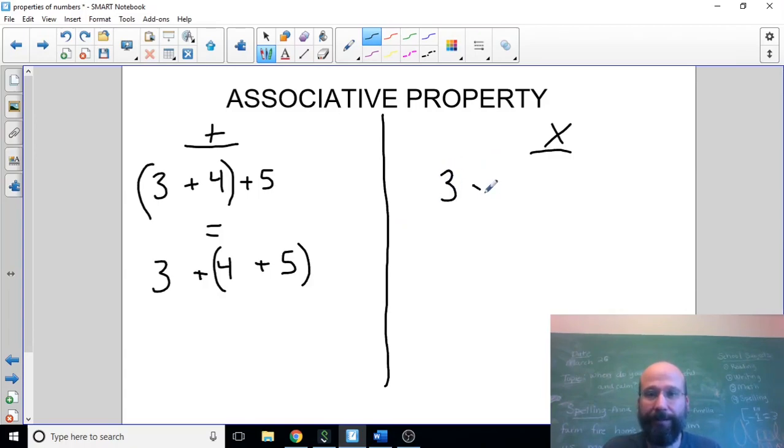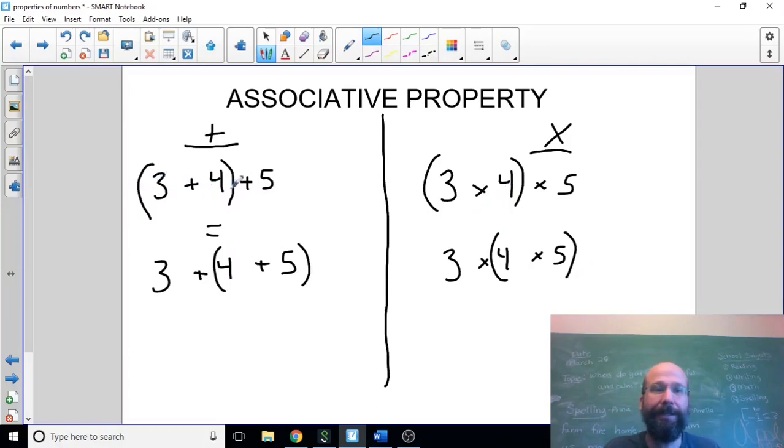Multiplication is the same, except instead of the groups being around addition, they're around multiplication. Again, this is going to give you the same answer as this, associative property of addition, and this will give you the same answer as this. Right? 3 times 4 is 12, times 5 is 60. 4 times 5 is 20, times 3 is 60. That's all the associative property does. Change the groups and you still get the same answer. I'll write it down at the end in one frame to make it a little bit easier.